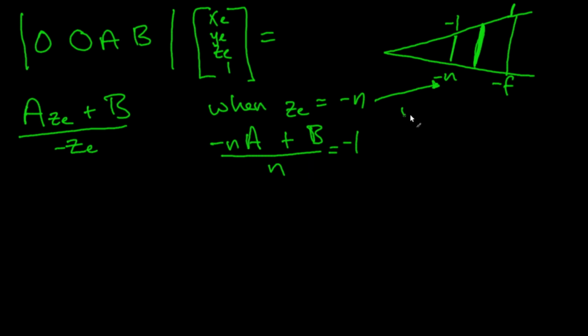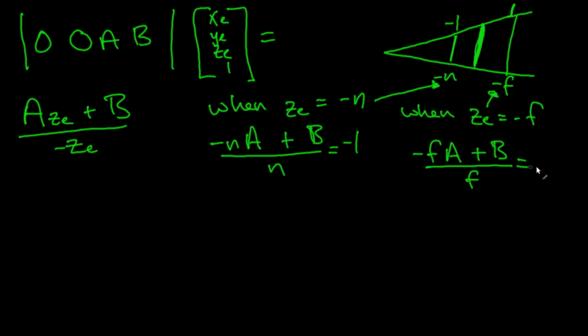And when we have ZE equals negative f, in this case, we want that whole expression to evaluate to 1. So writing this again, negative f times a plus b. When we divide that by negative f, or f, we get 1. Okay, well, are we any farther along? It turns out we are. We now have two simultaneous equations that we could solve one of them for b and drop that definition of b into the other and solve for a. So let's start with this one.